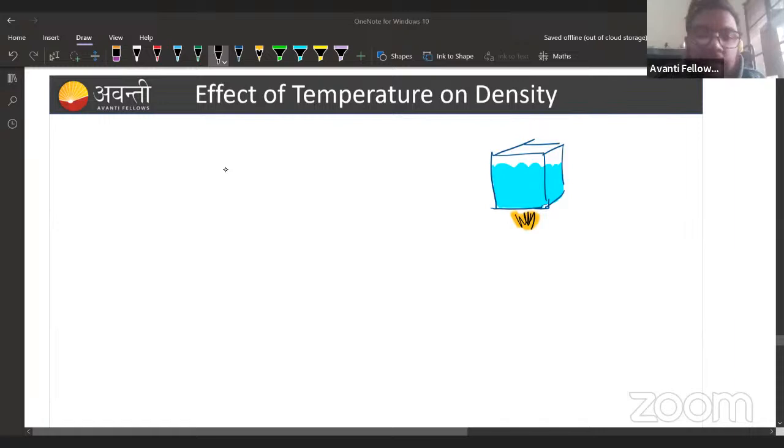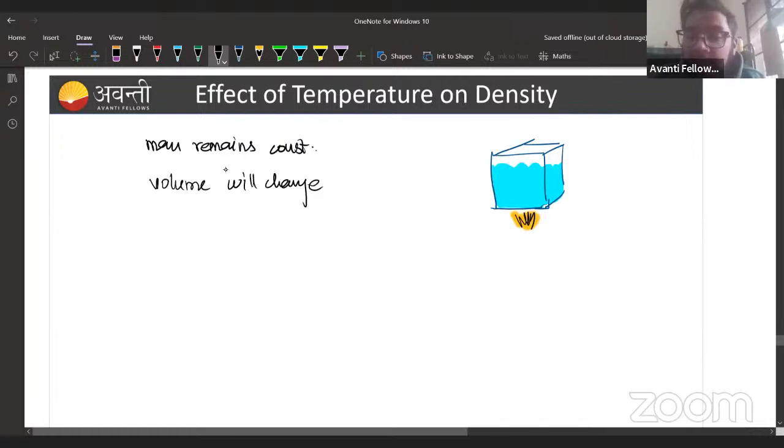Can I say mass remains constant? Yes or no? Mass remains constant throughout. Since it is a closed box, the mass will remain constant, right? What will change? The volume will change, right? Volume will change.